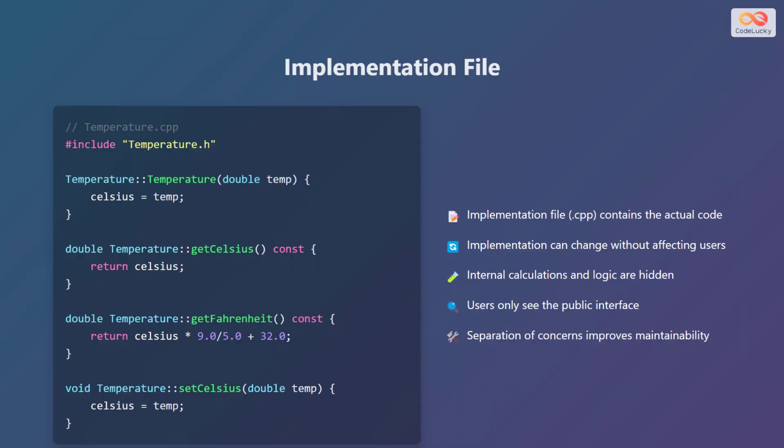The implementation file with the .cpp extension contains the actual code that defines the behavior of the class methods. The implementation can change without affecting users of the class, as long as the public interface remains the same. Internal calculations and logic are hidden within the implementation file, protecting the class's internal workings. Users only see the public interface, interacting with the class through its methods. Separation of concerns improves maintainability, as changes to the implementation do not require changes to the interface.